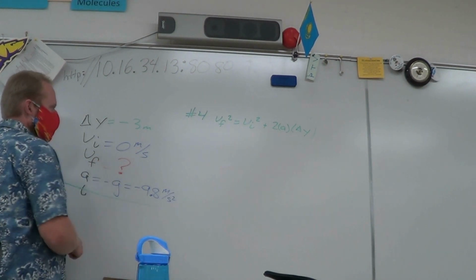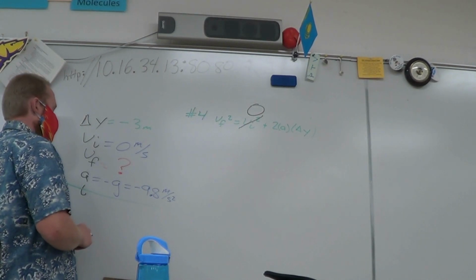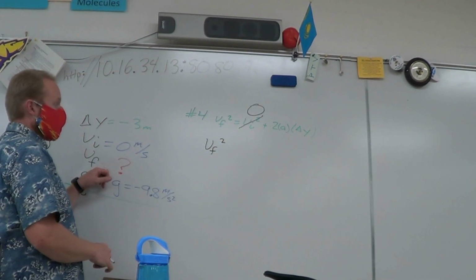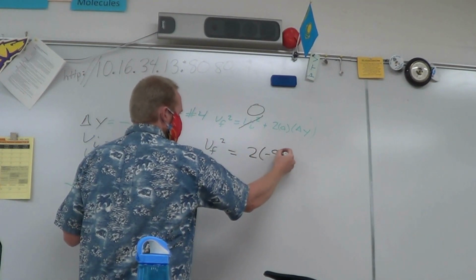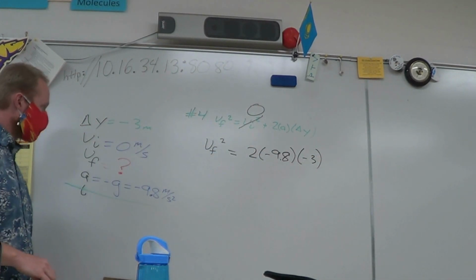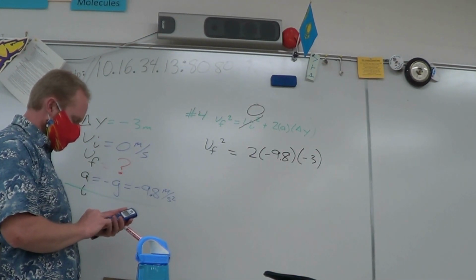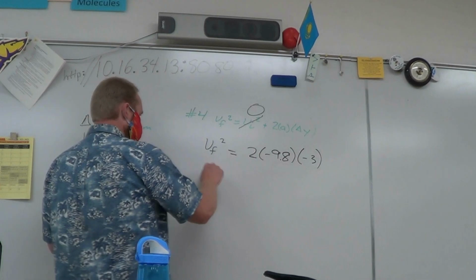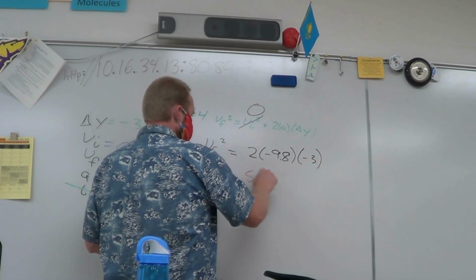So my initial velocity, I like to take care of my zeros first, is 0, so 0 squared cancels that whole term out. My final velocity squared is what we're solving for. That's my unknown. It is equal to 0 plus 2 times negative 9.8 times negative 3. A negative times a negative is a positive, right? So 2 times 9.8 is 19.6, times a negative 3 is going to be a positive. Vf squared is equal to 58.8.